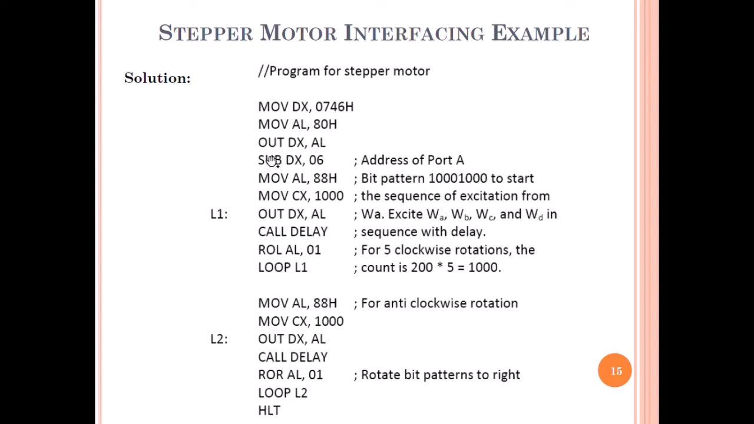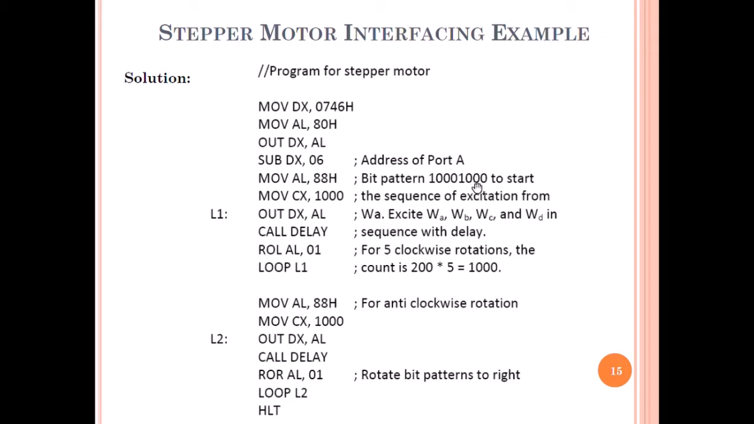Then OUT DX, AL: we have given the control word to the control word register. Then SUB DX, 06 from the control word register. We subtract 06 so that we can get the address of port A in DX. Then MOV AL, 88H, which means in AL we keep the bit pattern 10001000. So why this pattern?